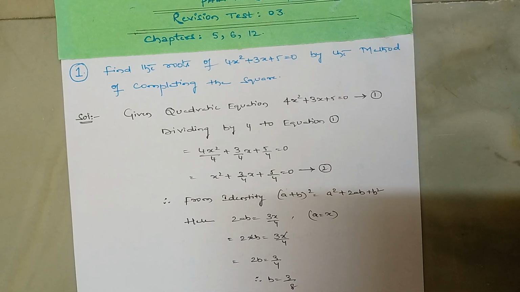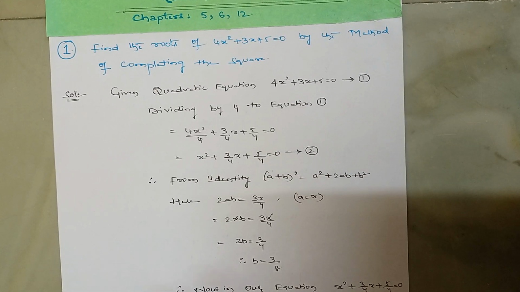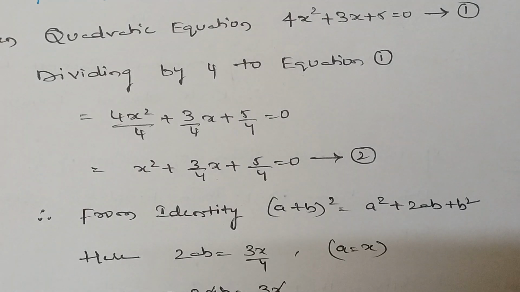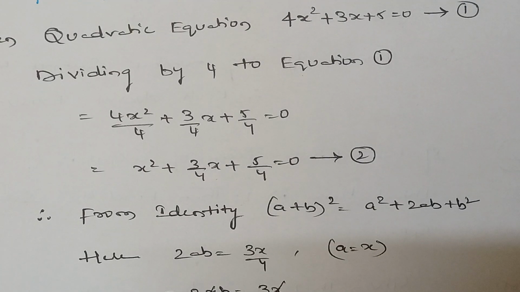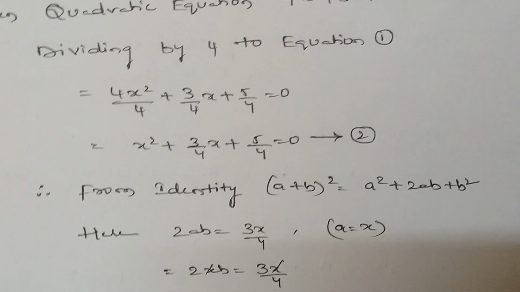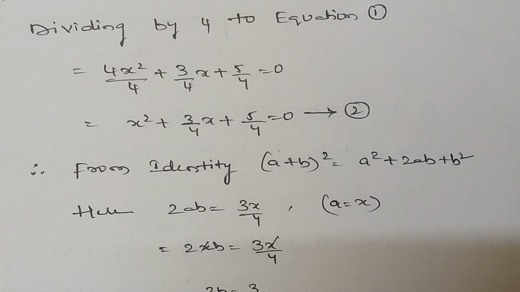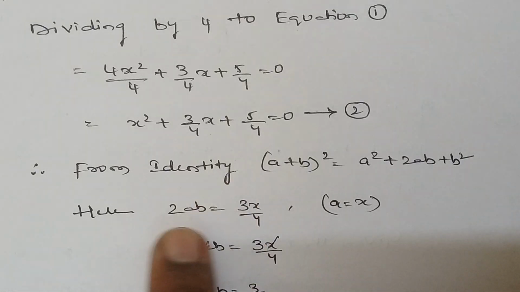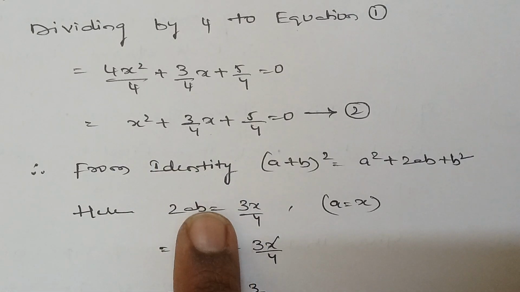Now from the identities we have a plus b whole square, right? Students, from the identities we have a plus b whole square, right? A square plus 2ab plus b square, right? So here, what is 2ab term? 2ab term is 3x by 4, right? This is a middle term.